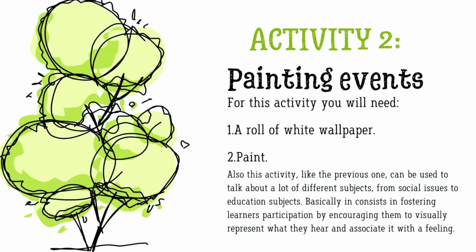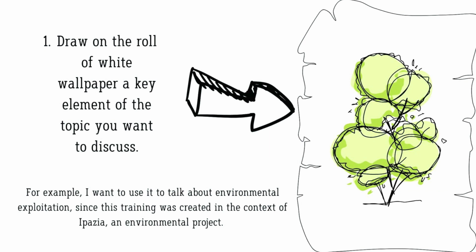their feelings. Activity 2. Painting events. For this activity, you will need a roll of white wallpaper, paint. Also, this activity, like the previous one, can be used to talk about a lot of different subjects, from social issues to education subjects. Basically, it consists in fostering learners' participation by encouraging them to visually represent what they hear and associate it with a feeling. Depending on the subject you will use it for, this activity is a great tool to foster self-reflection, analytical thinking, and exchange of opinions in your group.